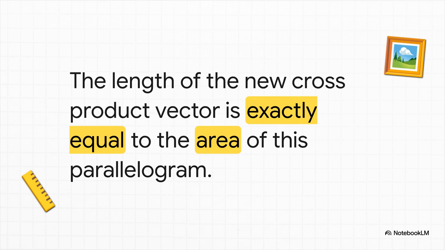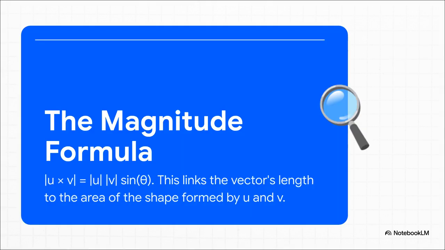It's amazing. A vector's length literally becomes a physical area. It's this perfect, elegant link between algebra and geometry. And this isn't some happy accident. It's baked right into the mathematics. The formula for the magnitude of the cross product is the length of u times the length of v times the sine of the angle between them. And guess what? That is also the exact formula for the area of a parallelogram. The math and the geometry are telling the exact same story.